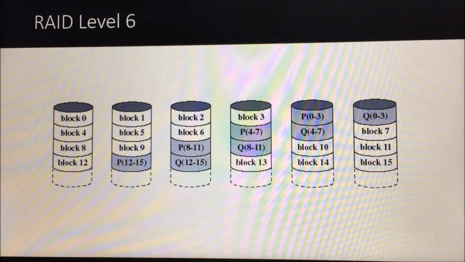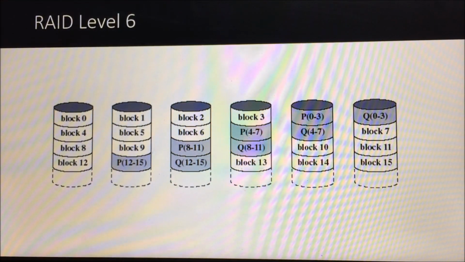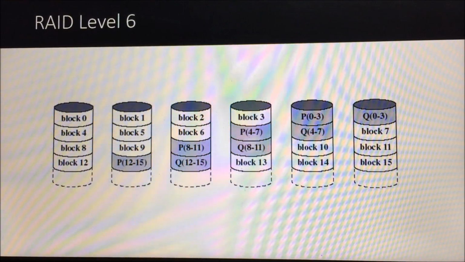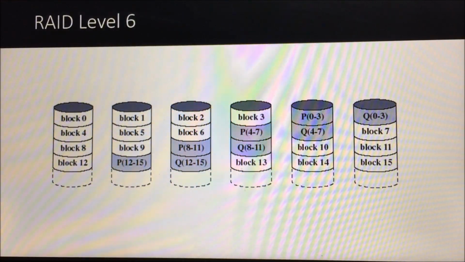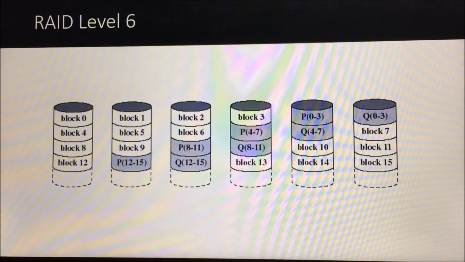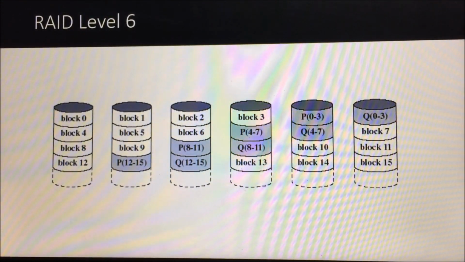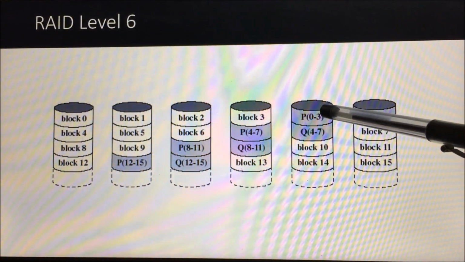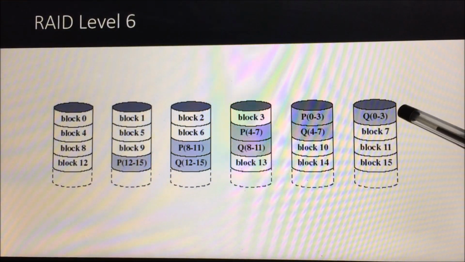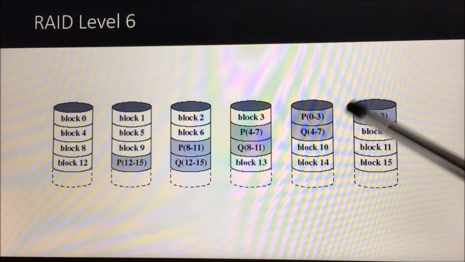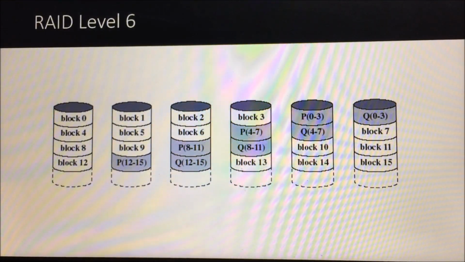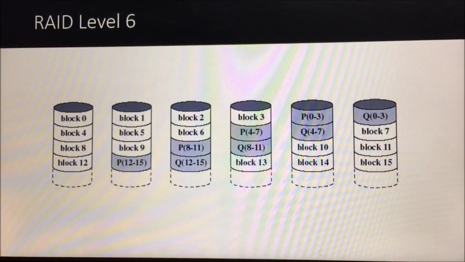The 2 different parities normally used in RAID level 6 are the general parity, even or odd parity, and the other redundant code, which is the Reed-Solomon code. So here P is the parity and Q is the Reed-Solomon code. Block 0, 1, 2, 3 parity will be calculated and stored here, and the Reed-Solomon code calculated and stored here. Similarly, it will be distributed as in the case of RAID level 5.